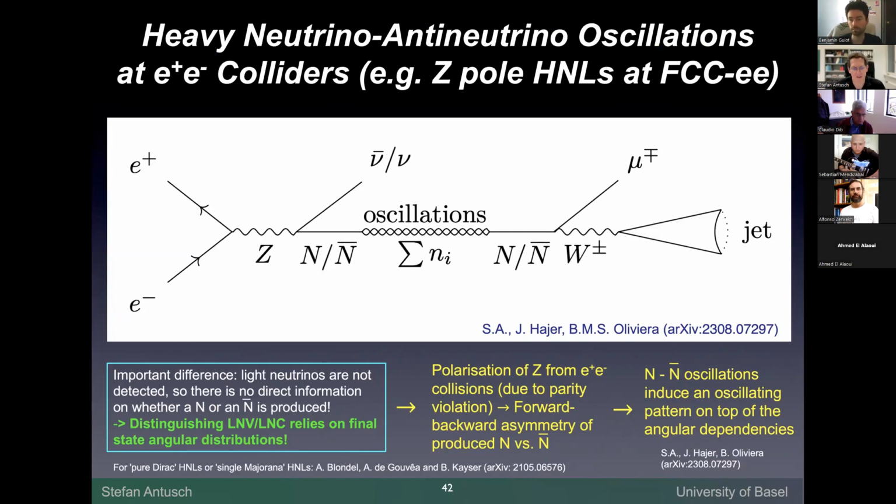The light neutrino you cannot see, or it will not be detected. So you don't know if you have produced an antineutrino or a light neutrino, so you don't know for sure if you have initially produced a heavy neutrino or a heavy antineutrino. Nevertheless, these will undergo oscillations, and very similar to what we have discussed before, whether they've oscillated or not, they will decay into a charged lepton or a charged antilepton and a W, and then this W will go into jets, let's say.